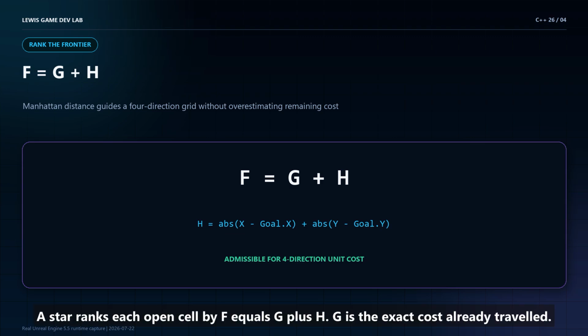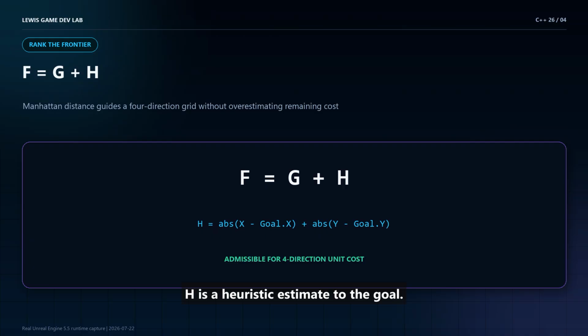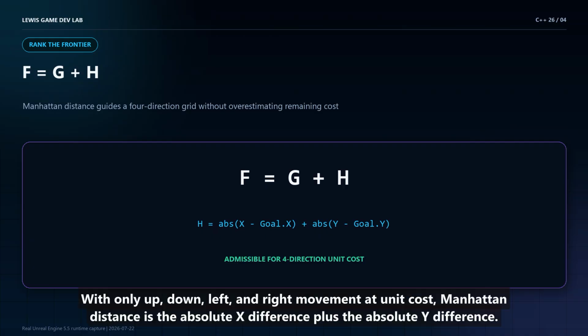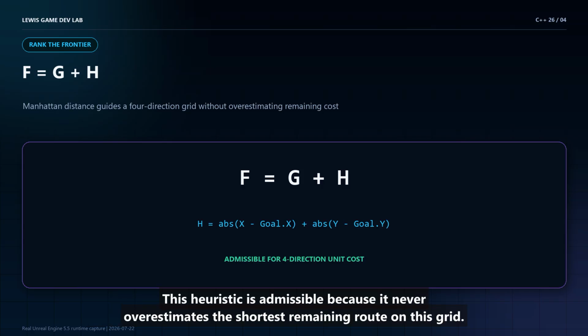A star ranks each open cell by F equals G plus H. G is the exact cost already traveled. H is a heuristic estimate to the goal. With only up, down, left, and right movement at unit cost, Manhattan distance is the absolute x difference plus the absolute y difference. This heuristic is admissible because it never overestimates the shortest remaining route on this grid.